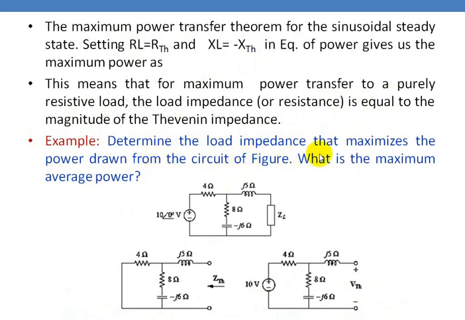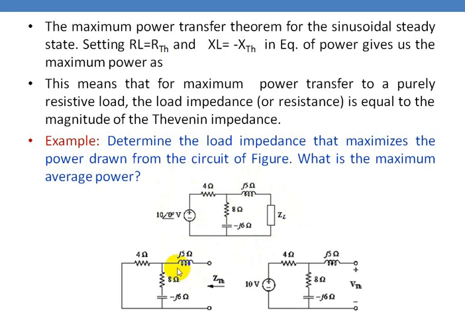So determine the load impedance that maximizes the power drawn from the circuit in the figure. What is the maximum average power? So this is a circuit: voltage source, resistance, capacitive reactance, inductive reactance, and so on. For this circuit to supply maximum power, we have to find the load impedance and the power. To find the load impedance for which maximum power will be transferred from this circuit to the load.